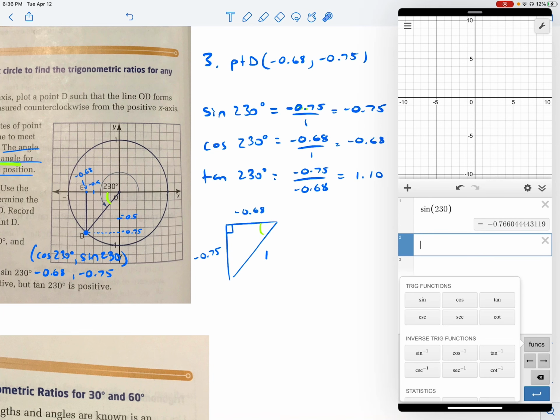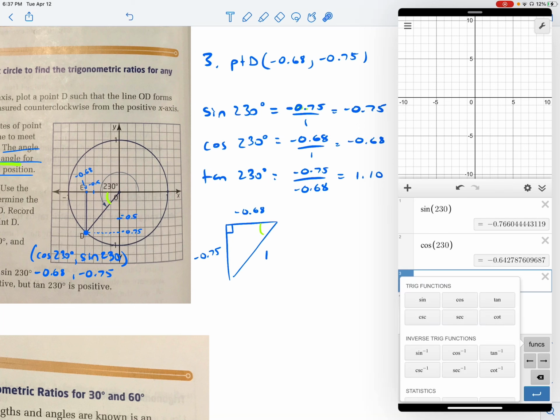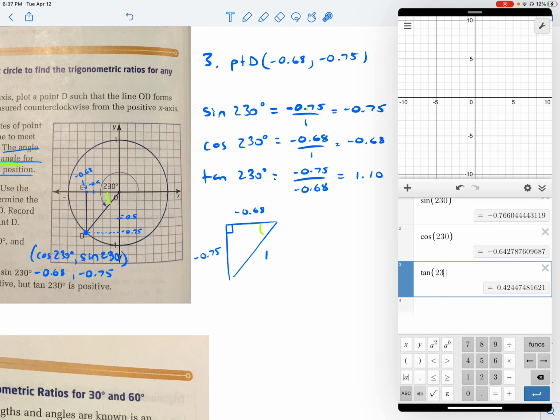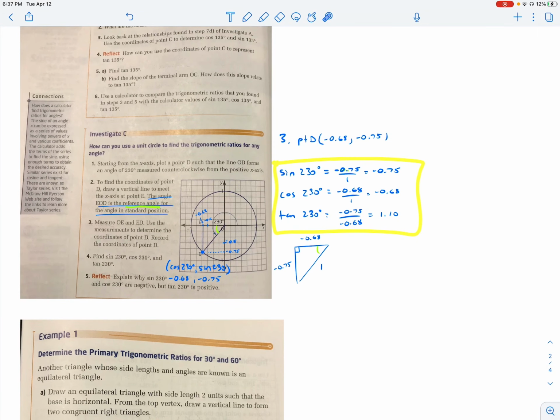Cos of 230 is negative 0.64, so not too bad either. And then tan of 230 is 1.19. I got 1.10, it's about 1.2. So not too bad for using the unit circle to get my trig ratios. That's how we can do this for any angle.